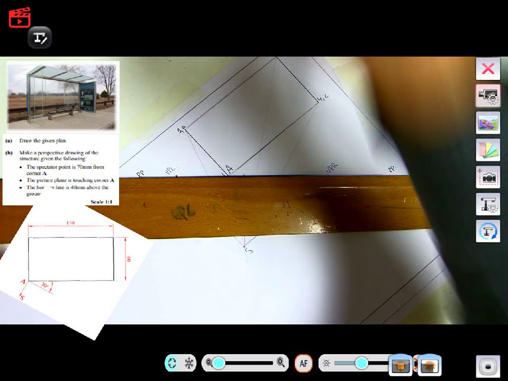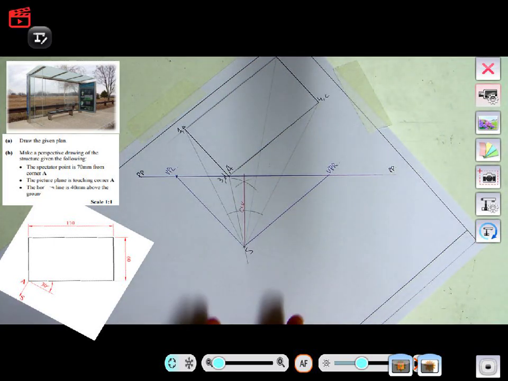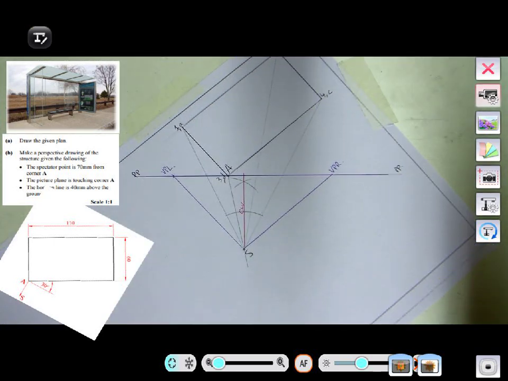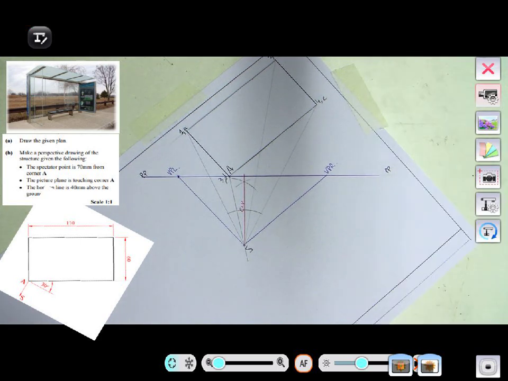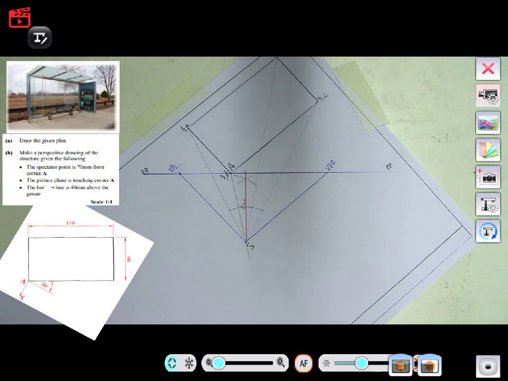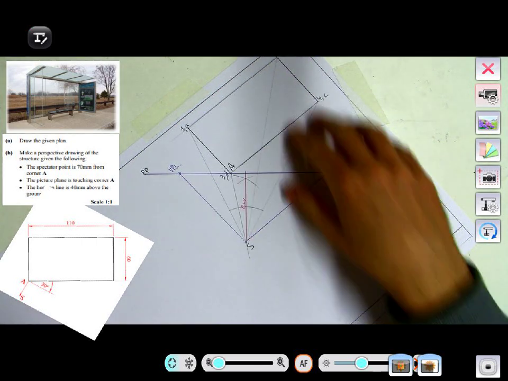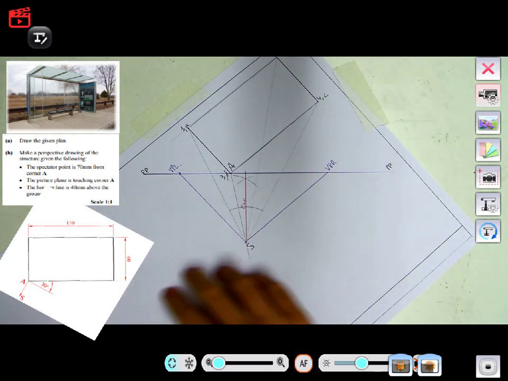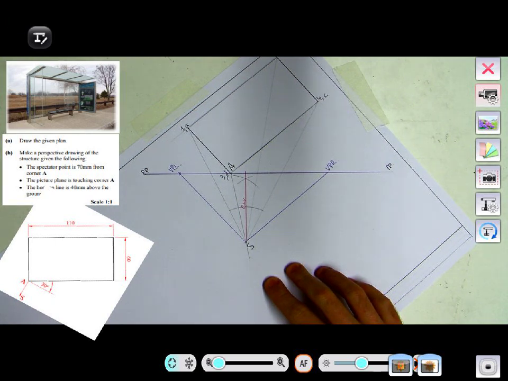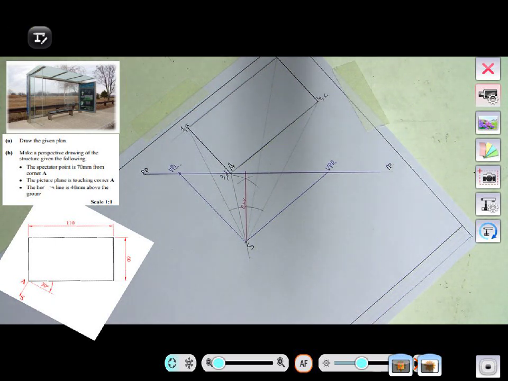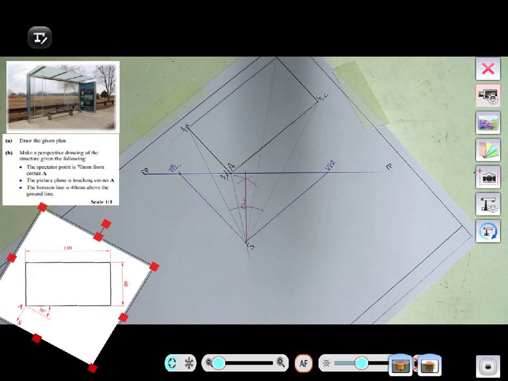Okay, so now our spectator is looking in this direction upon the bus shelter. What we now need to do is, we've answered part A. This is our plan view. We now need to create the perspective of this object. Okay, and what I can do now is lower this image out of the way a little bit. Now we can see what we're being asked. So we know that the spectator is 70 millimeters away. We've measured that. The picture plane is touching corner A.